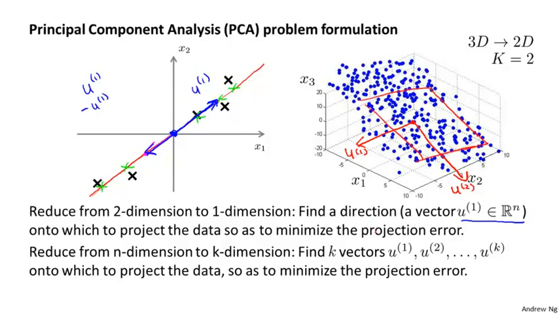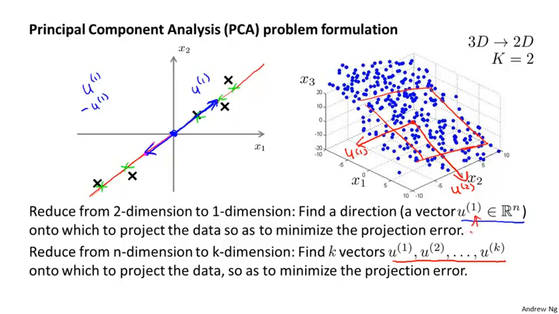For those of you that are familiar with linear algebra, for those of you that are really experts in linear algebra, the formal definition of this is that we're going to find a set of vectors, u1, u2, maybe up to uk, and project the data onto the linear subspace spanned by this set of k vectors. But if you're not familiar with linear algebra, just think of it as finding k directions instead of just one direction onto which to project the data.